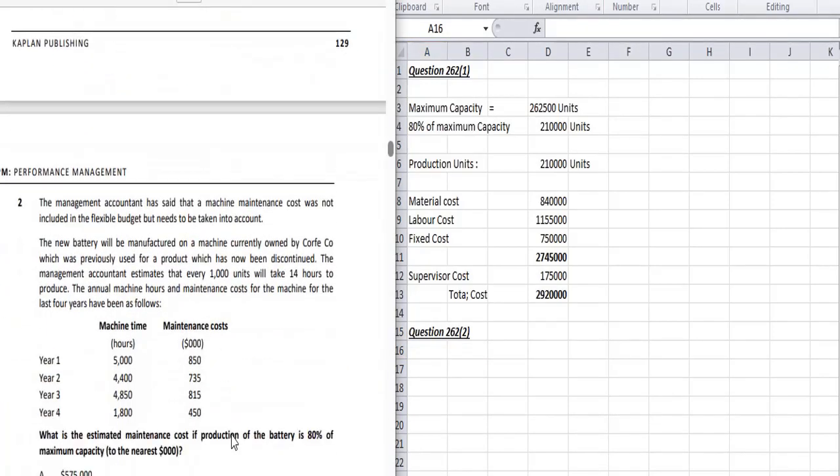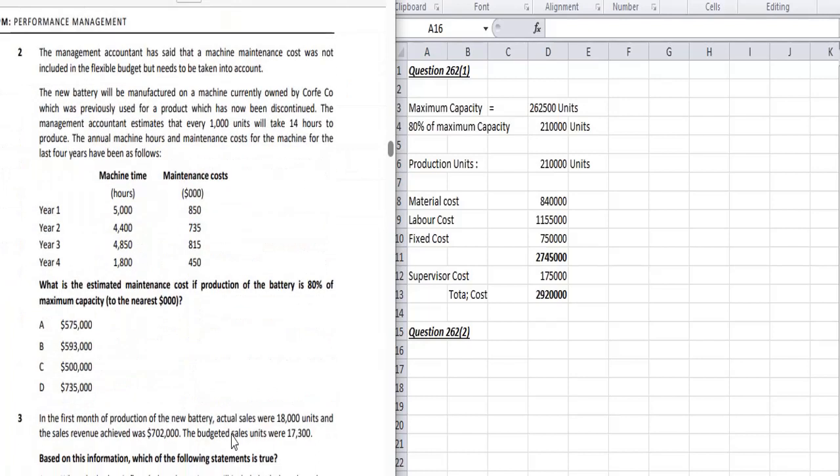What is the question? What is the estimated maintenance cost if the production of the battery is 80% of the maximum capacity? Again, the question tells us to calculate the estimated maintenance cost for 80% of maximum capacity, which is 210,000 units. The management accountant has said that machine maintenance cost was not included in the flexible budget but needs to be taken into account.